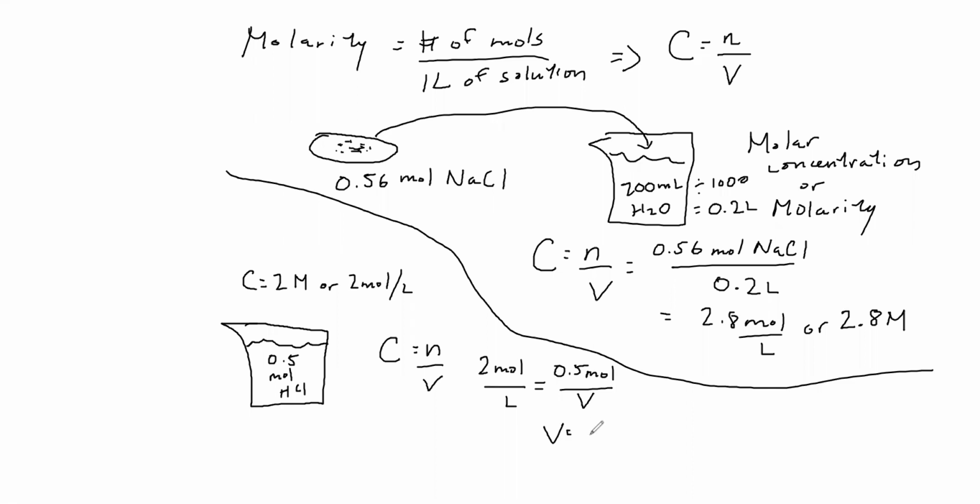So when I cross multiply, I end up with 2V is equal to 0.5 moles. And I divide both sides by 2. And this gives me a very nice answer of V is equal to 0.25 liters, or if I wanted it in milliliters, I could simply multiply this by 1,000 and I get 250 mL, exactly a cup of this acid.